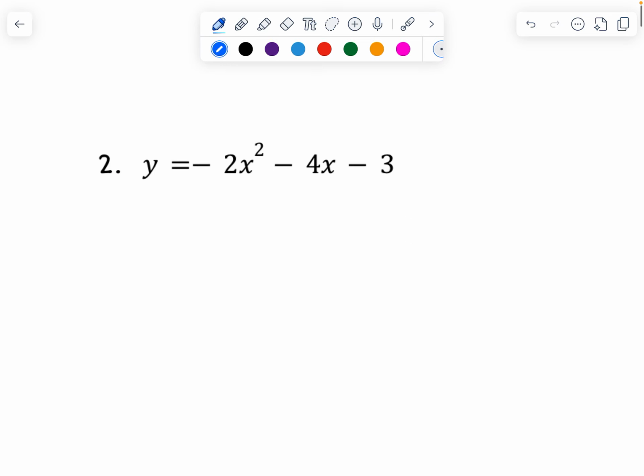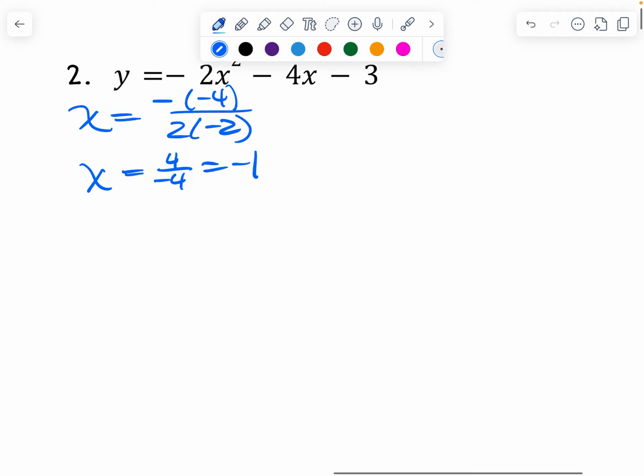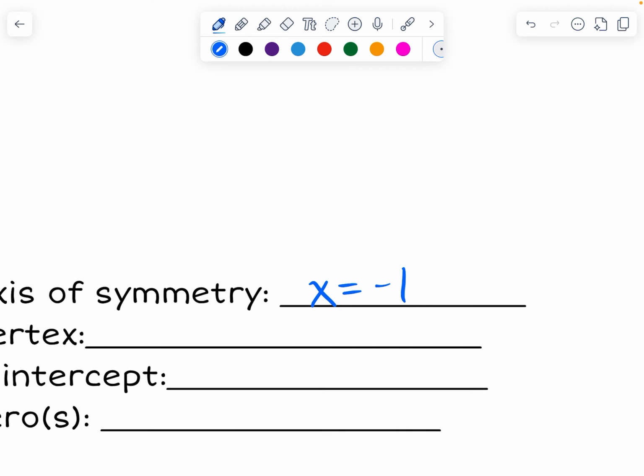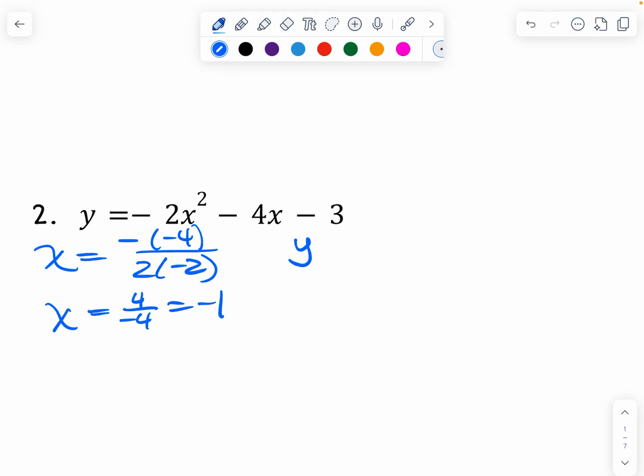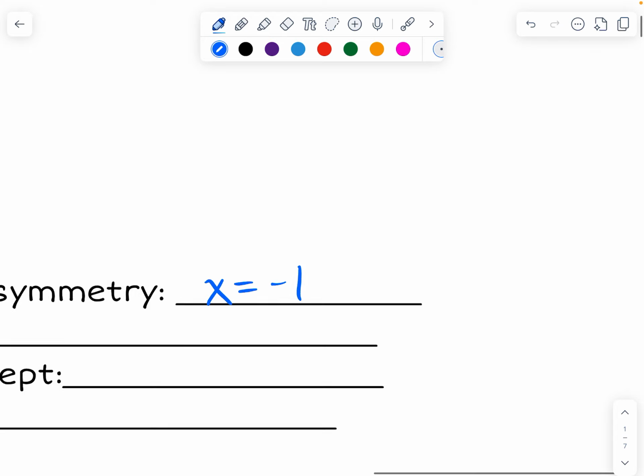So then we come over to this one. And I do x equals negative b over 2 times negative 2. So that's going to get me 4 over negative 4, which is negative 1. So x equals negative 1. Then I plug this back in. Y equals negative 2 times negative 1 squared minus 4 times negative 1 minus 3. Get y equals negative 2 plus 4 minus 3. And that's going to get me negative 1. So the point negative 1, negative 1.